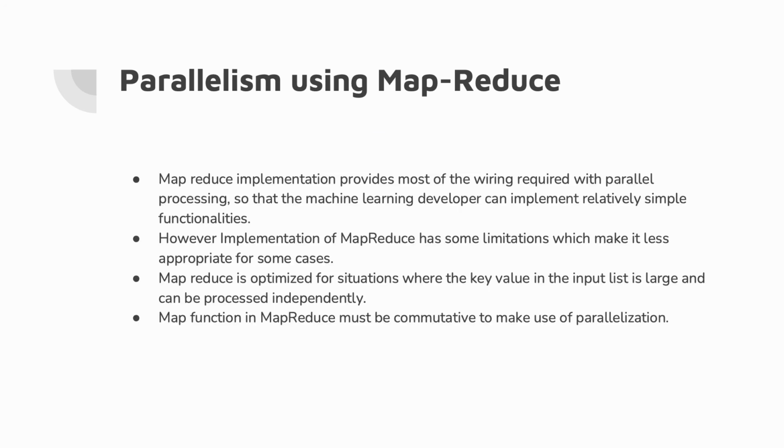MapReduce implementation provides most of the wiring required for parallel processing so that a machine learning developer can implement relatively simple functionalities. However, the implementation of MapReduce has some limitations, which make it less appropriate for some cases. MapReduce is optimized for situations where the key value pairs in its input list are large and can be processed independently. The map function in MapReduce must be commutative to make use of parallelization.